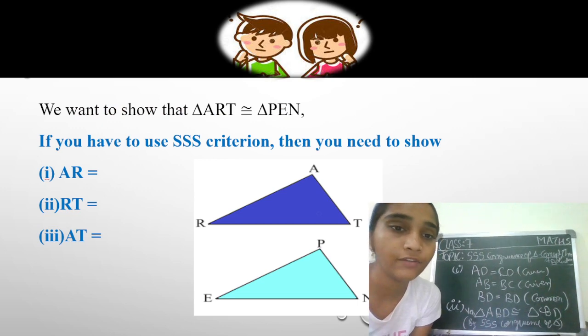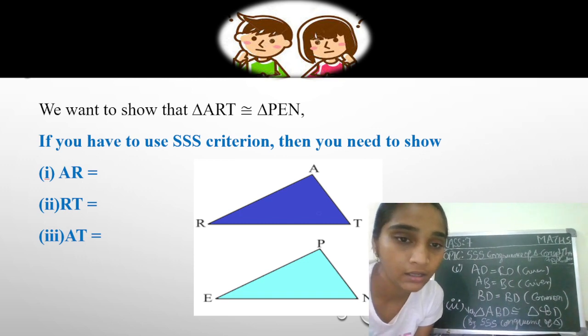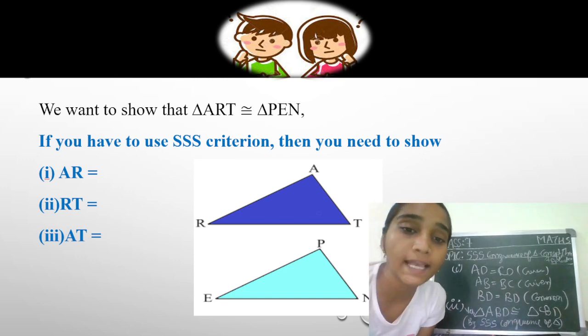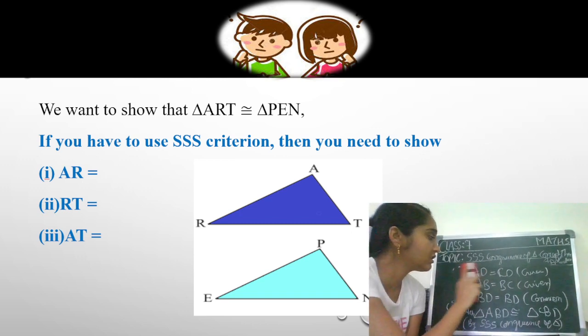So students, here we want to show that triangle ART is congruent to triangle PEN. So if we have to use SSS criteria, then what we have to show is that AR is equal to what, RT is equal to what, and AT is equal to what?